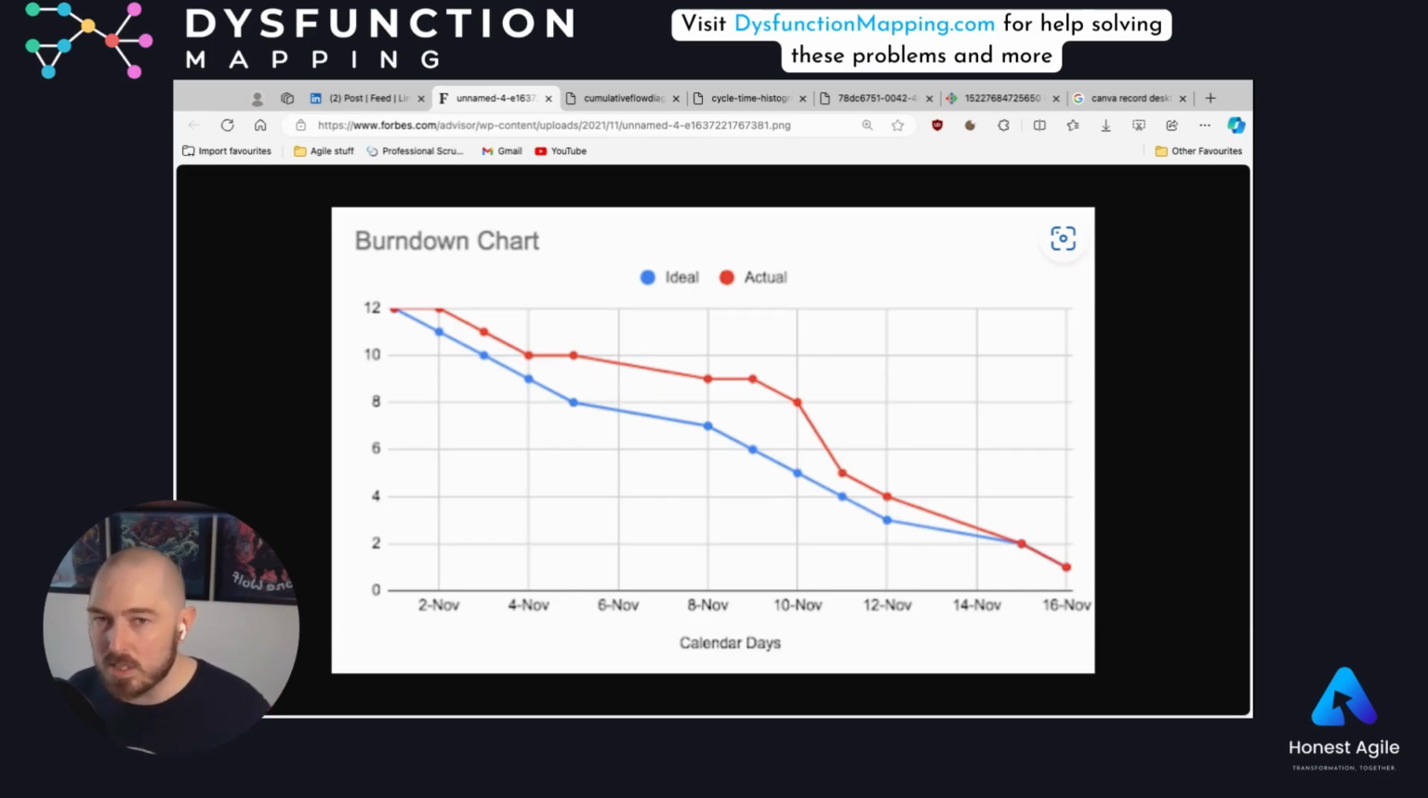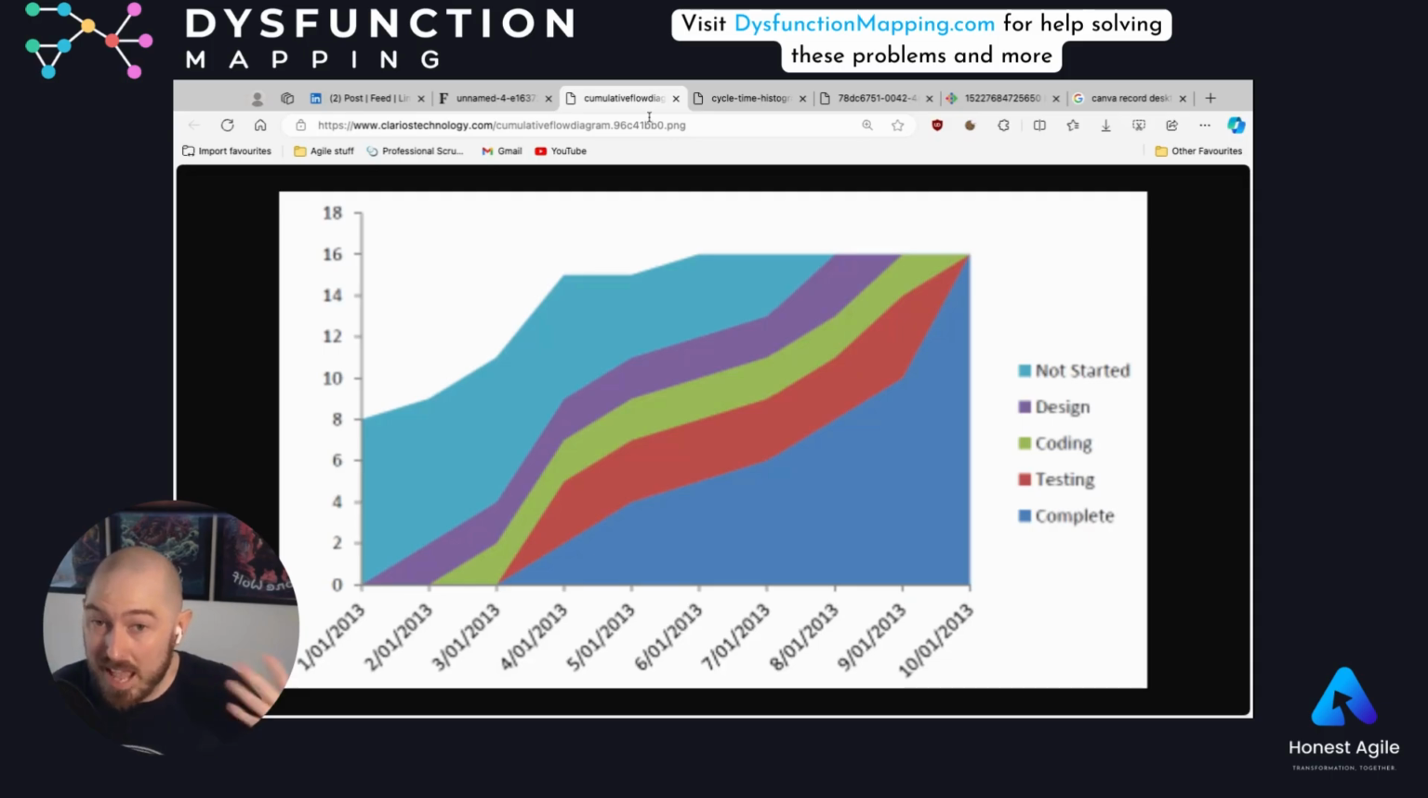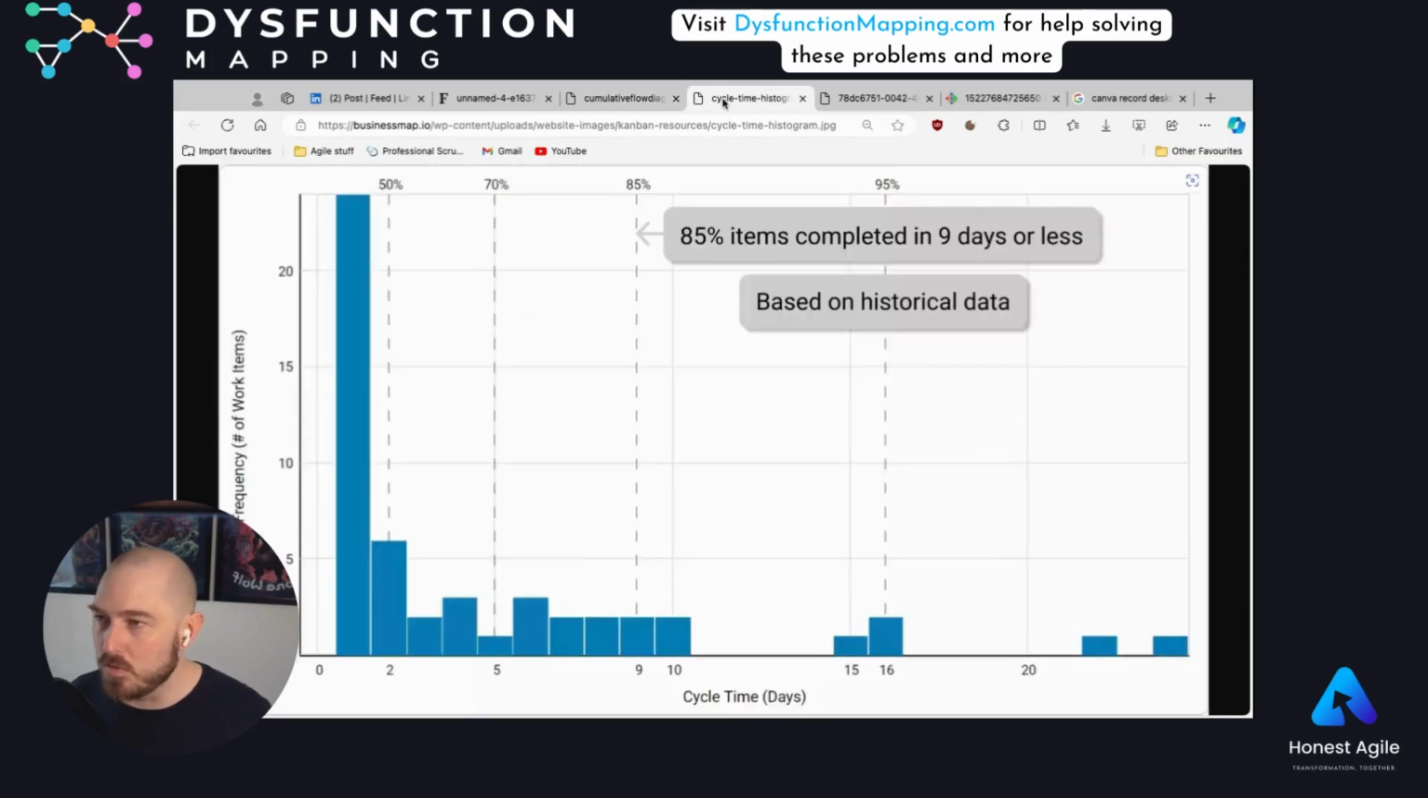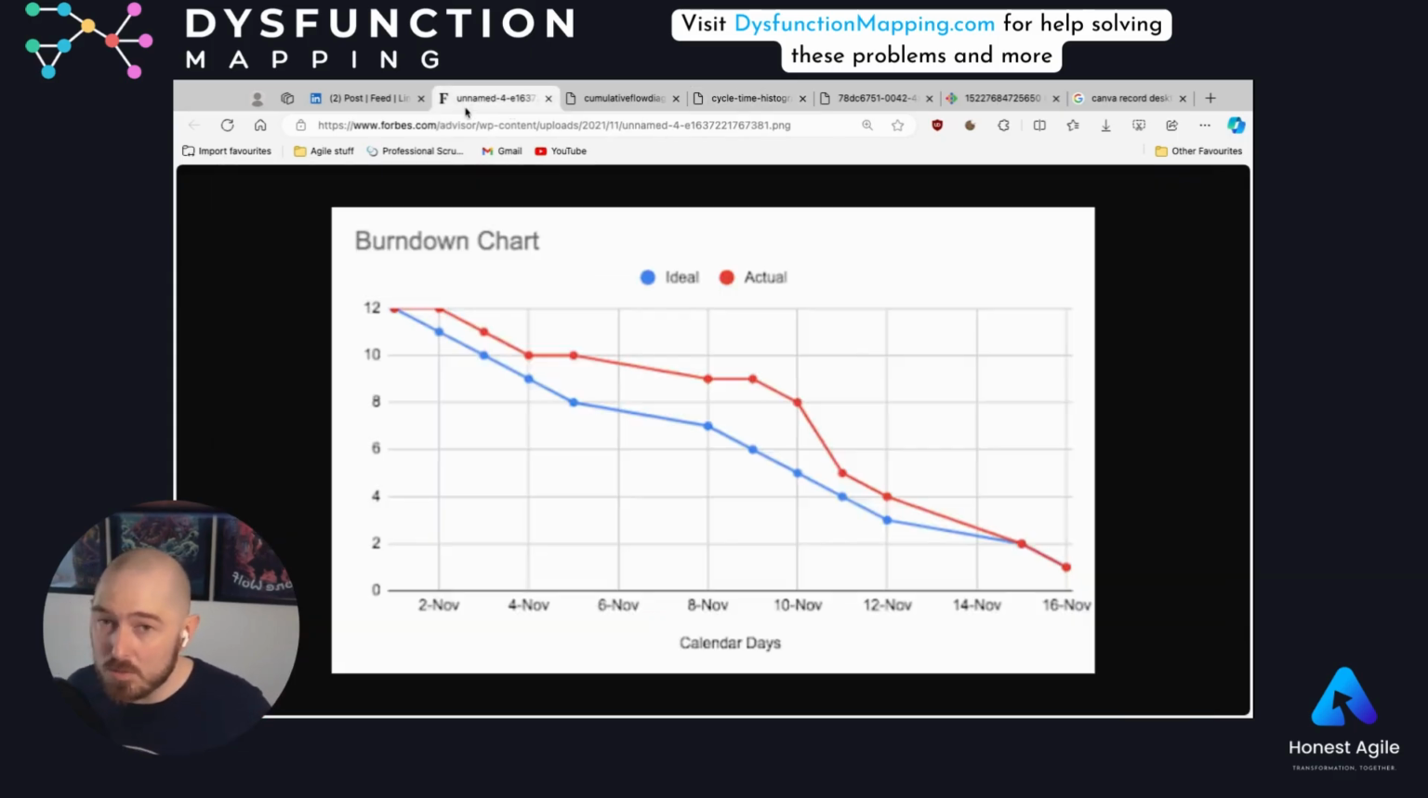I personally have never really seen a team long term use burn down charts in a way that is particularly useful, and I often prefer to migrate them or to help them, coach them towards at least experimenting with things like cumulative flows or cycle time histograms, which give us a more time-based and potentially value and context-bound conversation. But if you're getting value from a burn down, that's great.